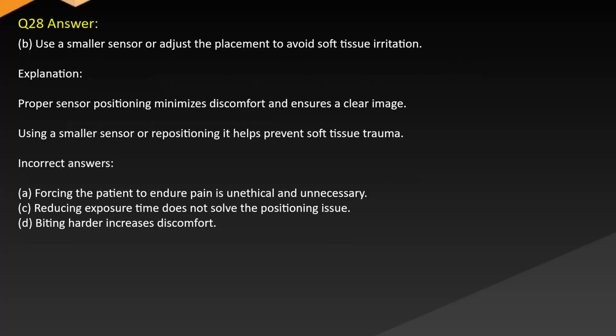Answer. B. Use a smaller sensor or adjust the placement to avoid soft tissue irritation. Explanation. Proper sensor positioning minimizes discomfort and ensures a clear image. Using a smaller sensor or repositioning it helps prevent soft tissue trauma.